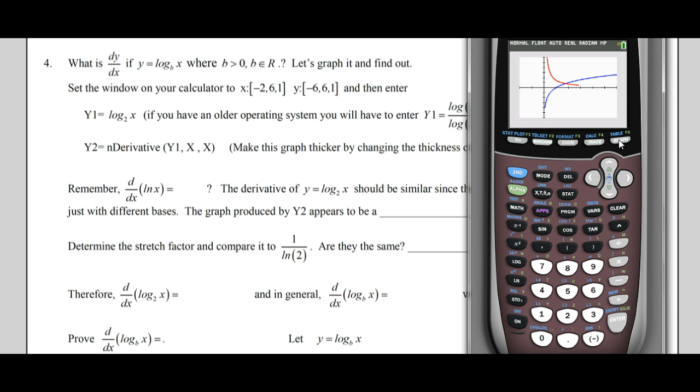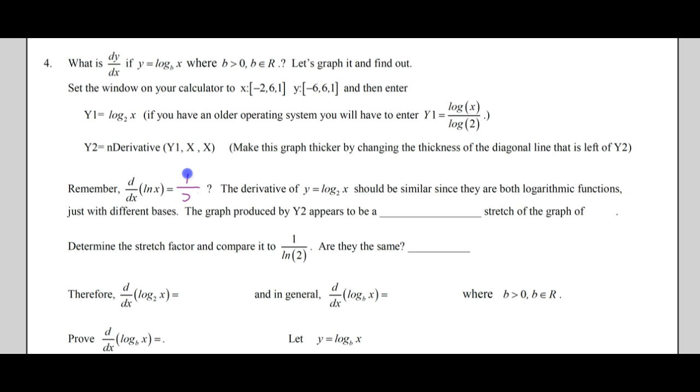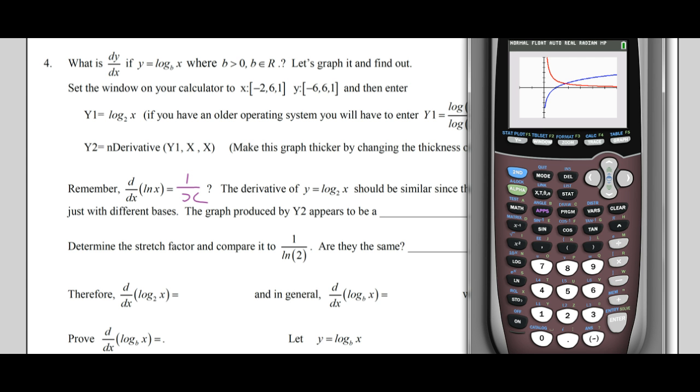So remember that the derivative of ln x is equal to, what's the derivative of ln x? 1 over x. Is it on your formula sheet, by the way? The derivative of y equals 2 log base 2x should be similar since they're both logarithmic functions, just with different bases. This appears to be a blank stretch. Yeah, vertical.